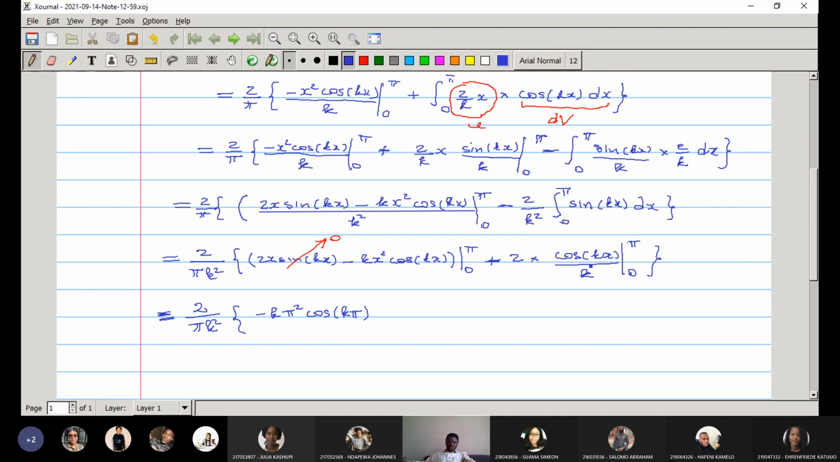Now we move to the next one, this one, plus 2 by k. Now the substitution. Cosine k pi, right? Minus cosine of 0, which is 1, right? When x is 0, I put there, that will be 1.